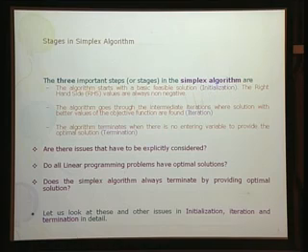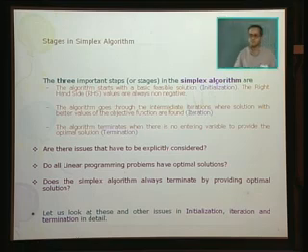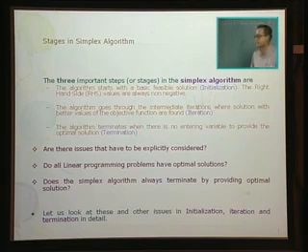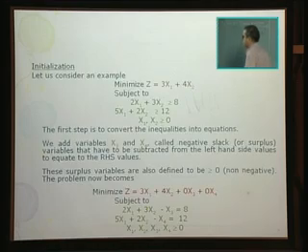Now, what are the other things that we need to look at? Are there other issues that have to be explicitly considered, or have we addressed all these issues in the two examples that we have seen? We have not addressed all of them, and we will be addressing each one of them in detail. Do all linear programming problems have optimal solutions? Can we have a linear programming problem that does not have an optimal solution at all? So, we will be looking at that. Does the simplex algorithm always terminate by providing the optimal solution? Can it terminate otherwise? We will have to look at those aspects. Now, let us look at all these three aspects, initialization, iteration and termination, through different examples in detail.